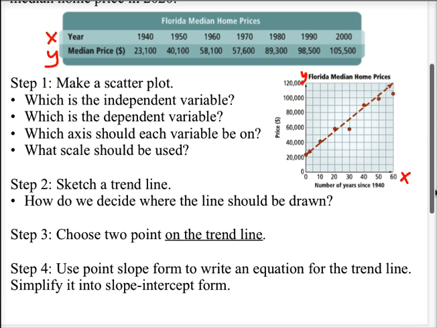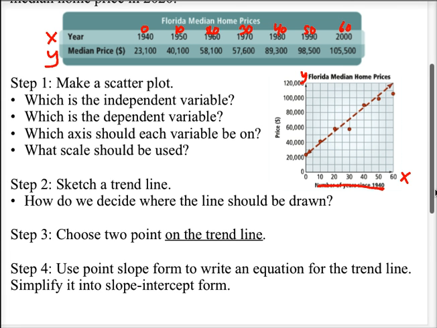Now, notice what they've done is they've done number of years since 1940. So basically this would be year 0, year 10, year 20, year 30, 40, 50, 60. So sometimes when you're dealing with years, instead of inputting the whole year, which will get you really big numbers, sometimes instead they'll track years since a certain year.